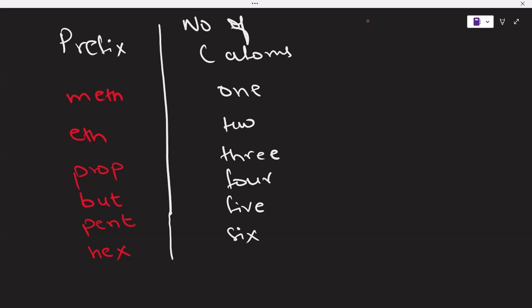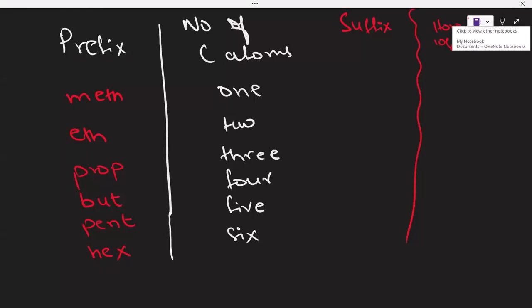Okay, so this is the first part, which we call the prefix part of the molecule. Now let's move to the other part. That part is called the suffix, and this tells us the homologous series. How do we know? Whenever in an organic molecule you see ane, A-N-E, you know that it corresponds to an alkane molecule.